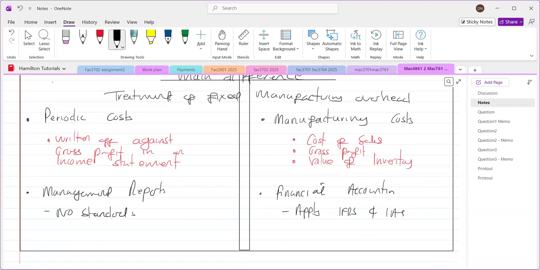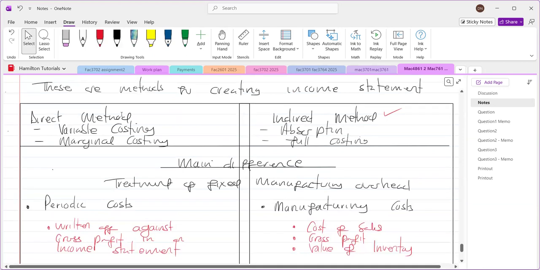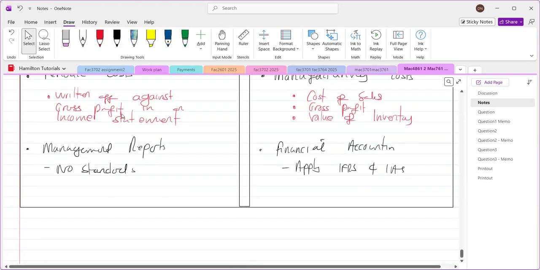So whenever you see a question that says you have created an income statement based on the principles of financial accounting, or you have calculated the value of inventory based on the principles of financial accounting, you are applying absorption costing. These management reports don't need standards. So as long as you are doing financial reporting, you apply the standards. Therefore, you are using what? Absorption costing. Now, this here is done to give management certain information that they may need that financial reporting does not give them.